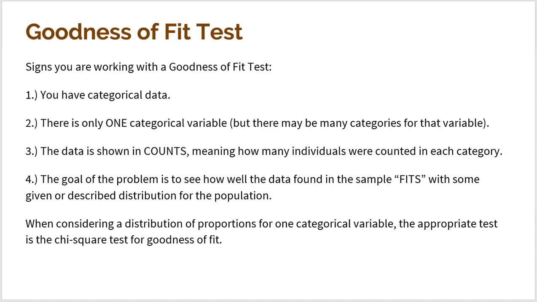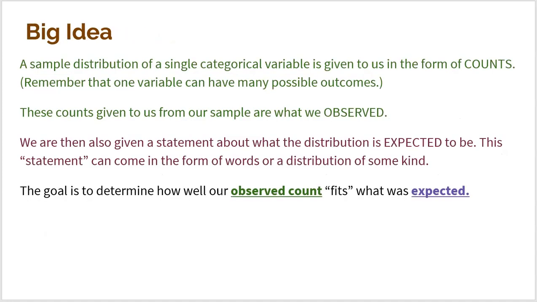And finally, the big thing that recognizes this as a goodness of fit test is that the goal of the problem is to see how well the sample data fits with some given or described distribution from the population. That's the whole point of a goodness of fit test. We want to see how well our data fits with what we were told was true for the population. So do we fit the data or do we not fit the data? So when considering a distribution of proportions for one categorical variable, the appropriate test is a chi-squared test for goodness of fit.